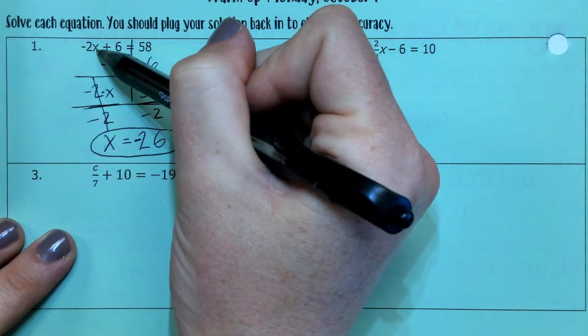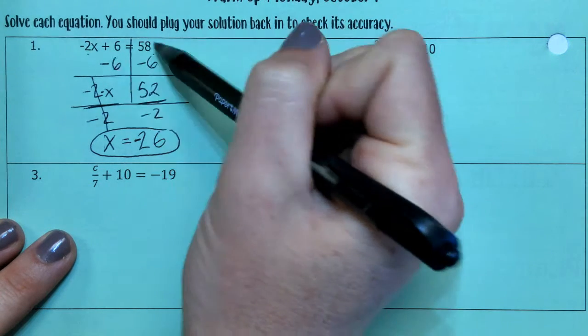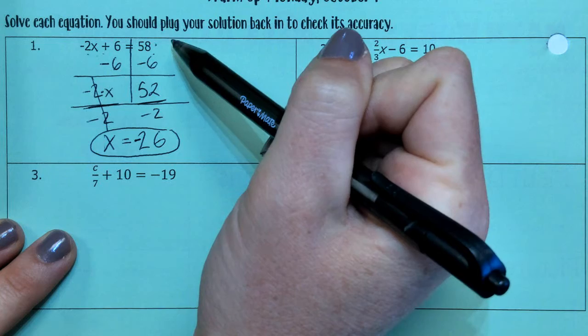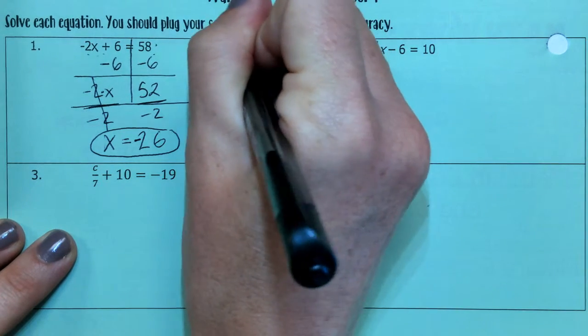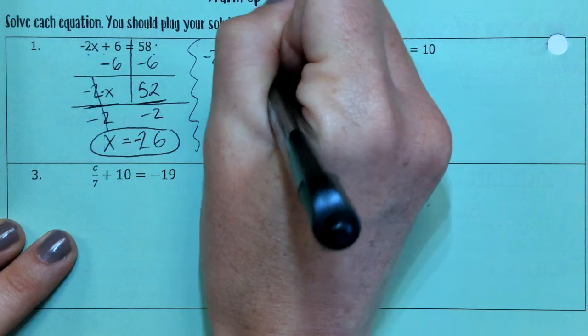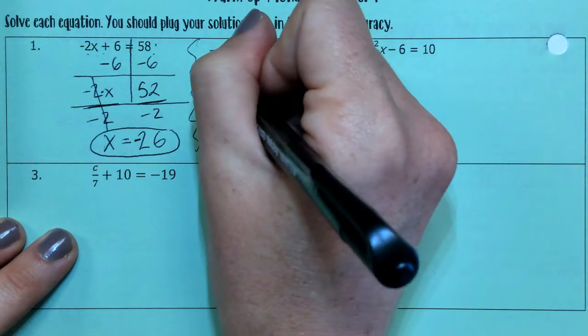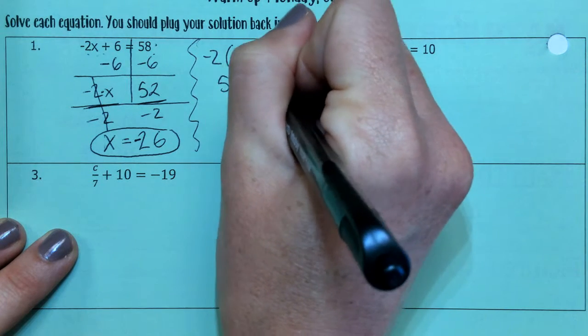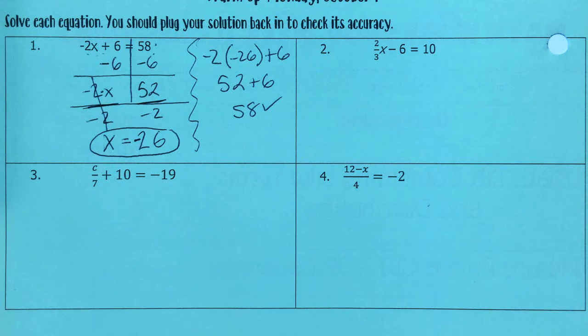If I plug negative 26 in for x and I solve this, my answer will be 58, because both sides of the equation should be the same number. We can check that. Negative 2 times negative 26 plus 6. Negative 2 times negative 26 is 52. 52 plus 6 is 58. And that's exactly what the other side of the equation was.